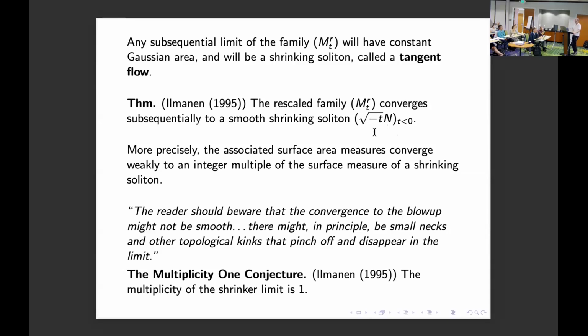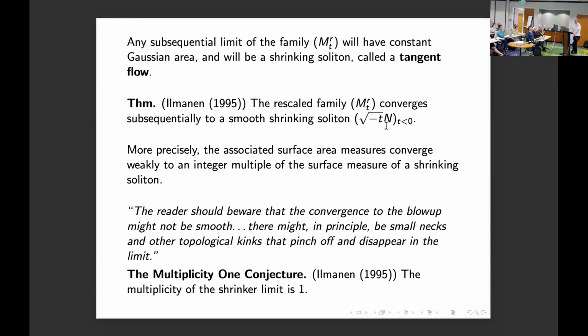Okay? So there are two caveats, right? One is the convergence is not smooth, it's some sort of weak convergence. And second, this weak limit is not necessarily the area measure of this smooth shrinking soliton, it might be some integer multiple.